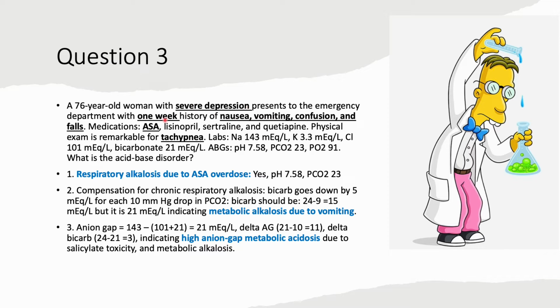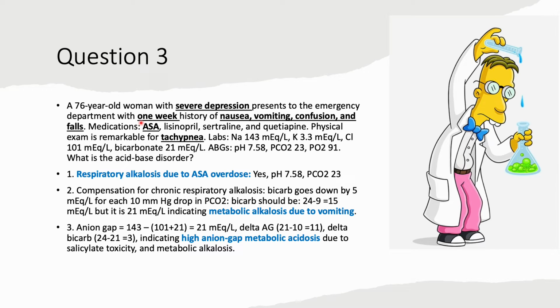She presents with a 1-week history. So the symptoms are rather chronic, didn't happen just yesterday. Nausea, vomiting, confusion, and falls. Non-specific symptoms. Medications include aspirin. So could that be aspirin toxicity? The answer is yes. Lisinopril, one of the medications, sertraline and quetiapine, they go with severe depression. Physical exam goes with tachypnea, so this is another clue for aspirin toxicity.